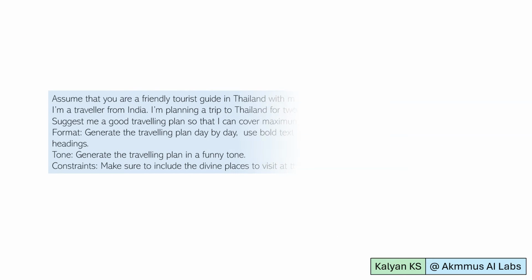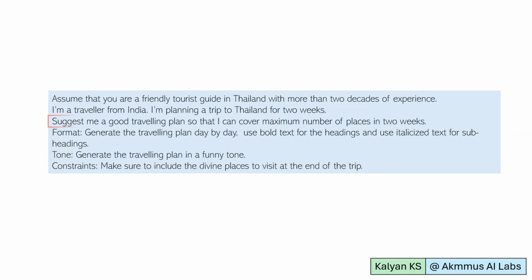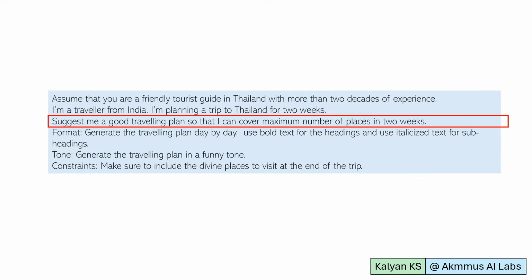Consider the prompt. Here, the instruction element is, suggest me a good traveling plan so that I can cover maximum number of places in 2 weeks. If you observe the instruction element, it starts with an action verb, suggest, and is clear and concise, without any ambiguity. In this way, you can craft an instruction element.